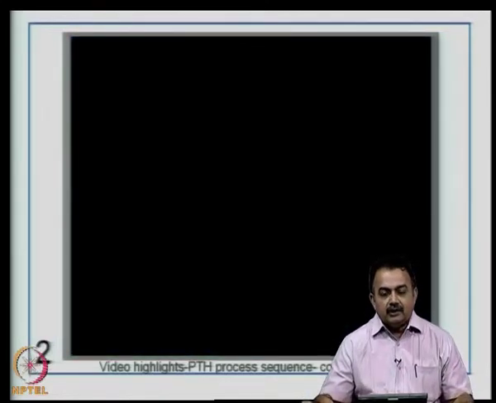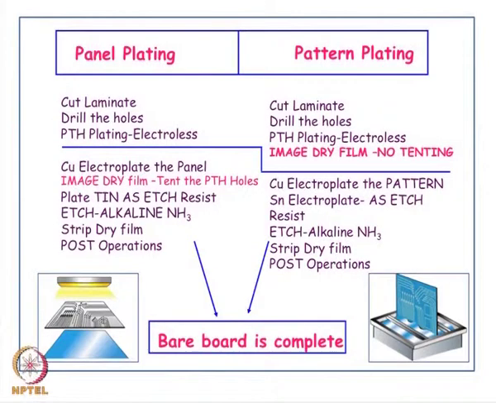We will stop here at this point and discuss panel plating, pattern plating, and how the boards are etched to get a complete top to bottom interconnection between two electrical layers in a system level printed wiring board in the next class.